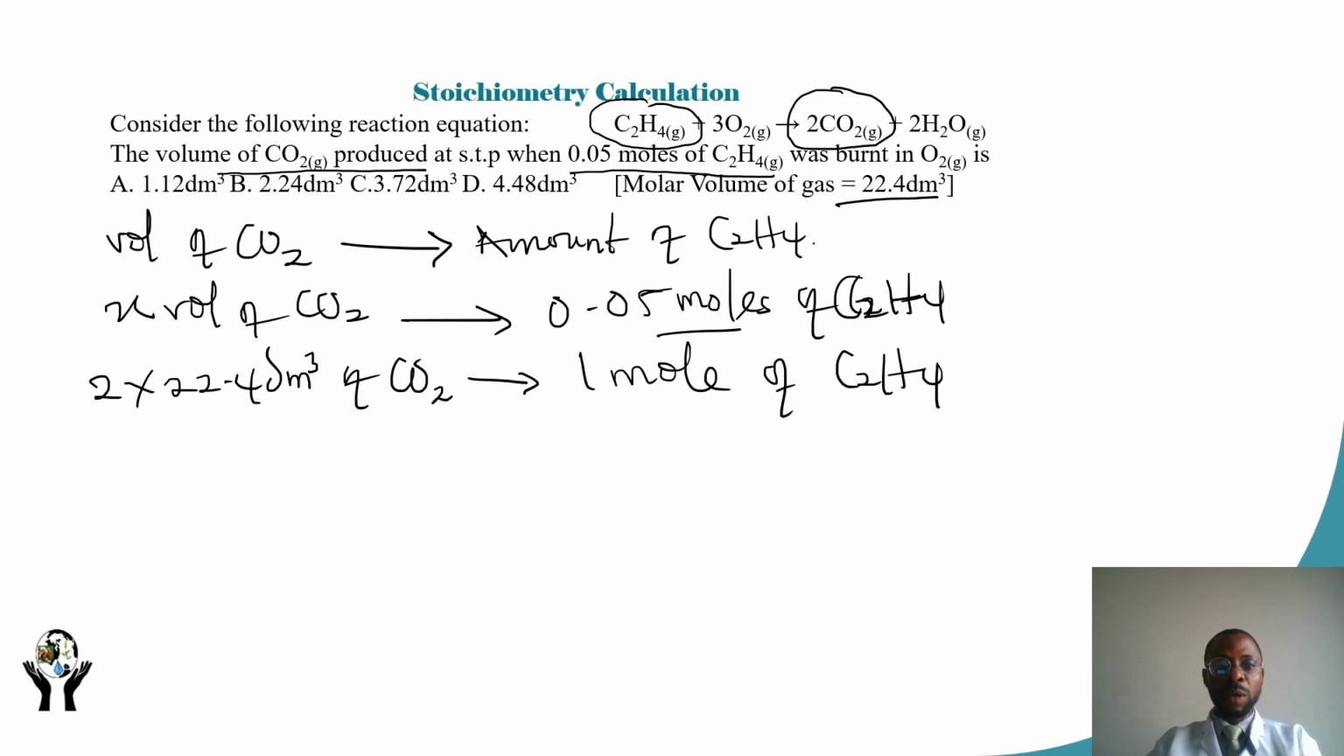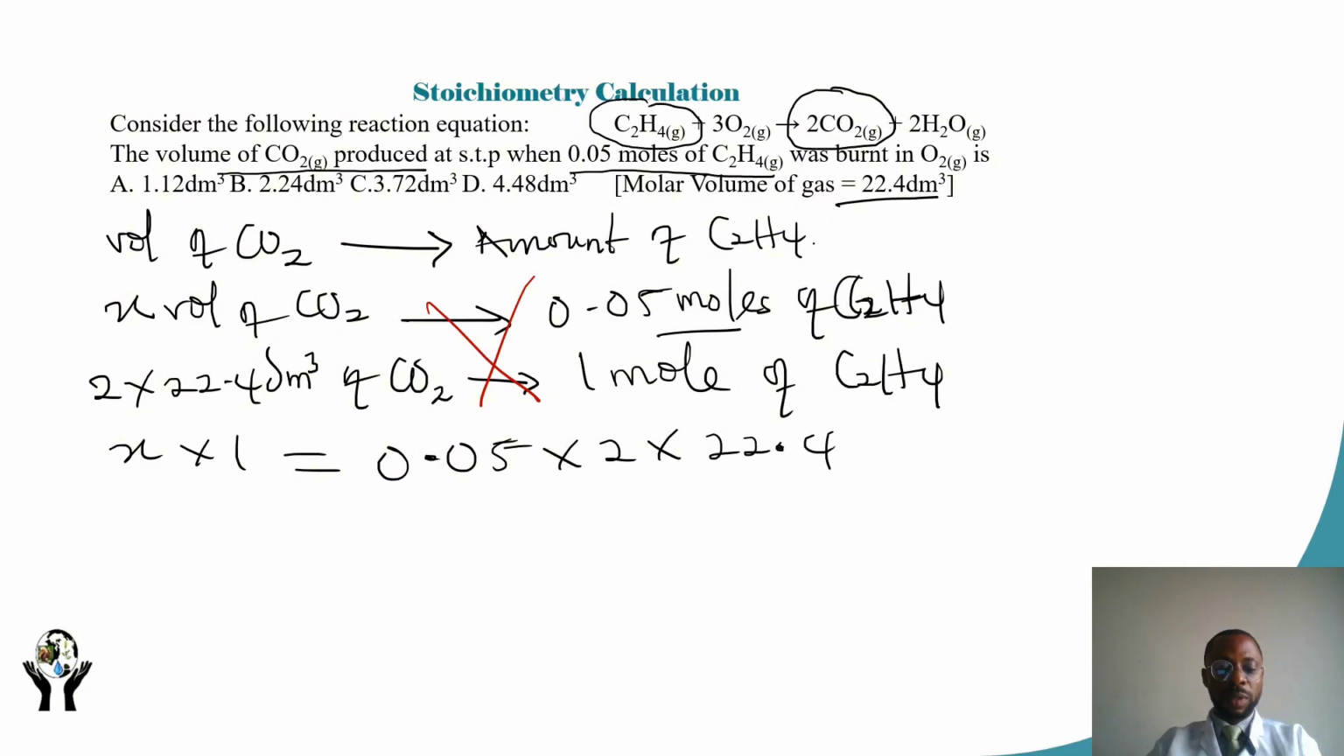So with this, we can cross multiply. Then we are going to have x multiplying 1, x times 1 equals 0.05 multiplied by 2 multiplied by 22.4. And if that is done, we should have the volume equal to 2.24 dm cubed of CO2 produced from that reaction.